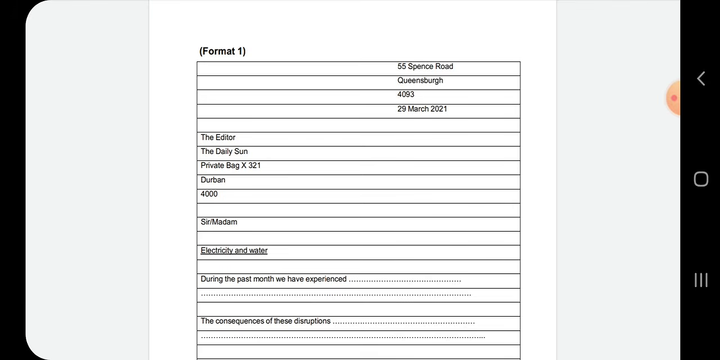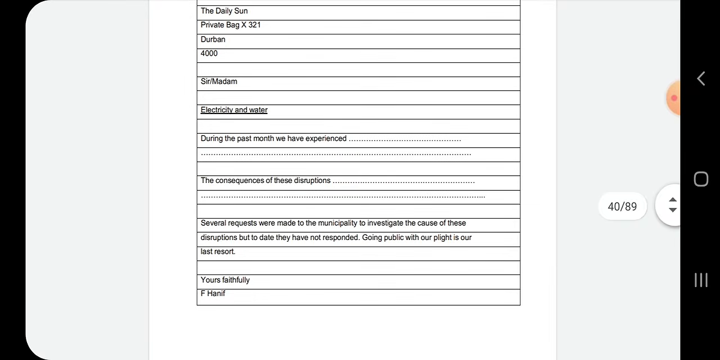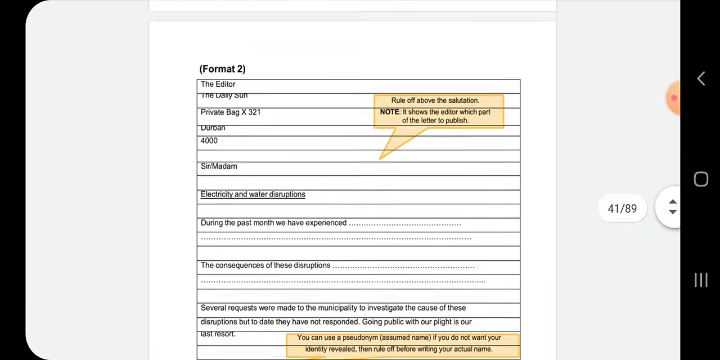It's a letter to the press. You have your address at the top and the date on your right hand side, and then on your left hand side you have the address of the person you are sending to, and then you skip a line, you write Dear Sir or Madam, and then the subject, for example electricity and water, and then you skip a line, and then you start with your introduction, and then you skip a line, you just skip a line between your paragraphs, and then Yours faithfully, and then write your name underneath.